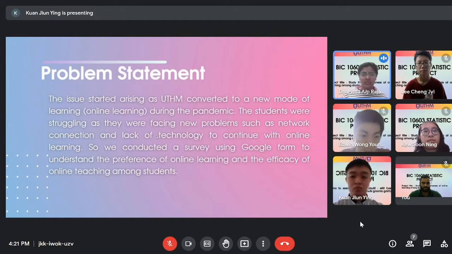The problem statement. The issue started arising as UTHM converted to a new mode of learning during the pandemic. The students were required to switch to online mode, where they started to face new problems such as network connection and lack of technology to continue online learning. So we conducted a survey using Google Form to understand the preferences of online learning and the efficacy of online teaching among students. Next slide.